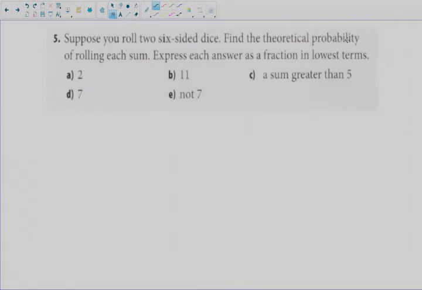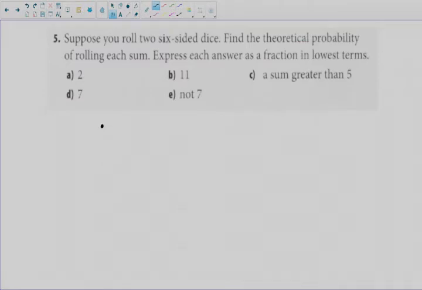Now this is an interesting one. Suppose you roll 2 6-sided dice. Find the theoretical probability of rolling each sum. So in this case, we might want to use our tree, and it's going to take up a little bit of room here.